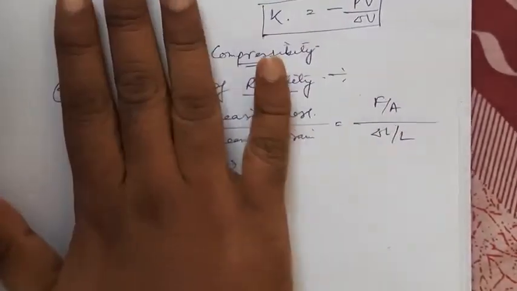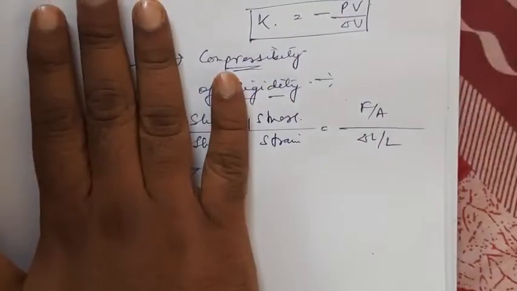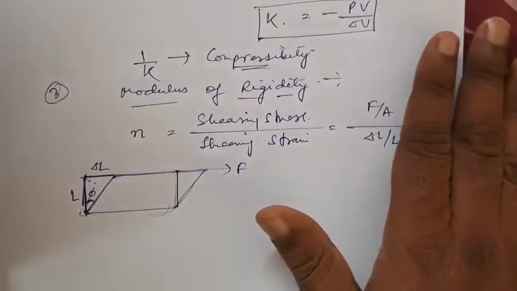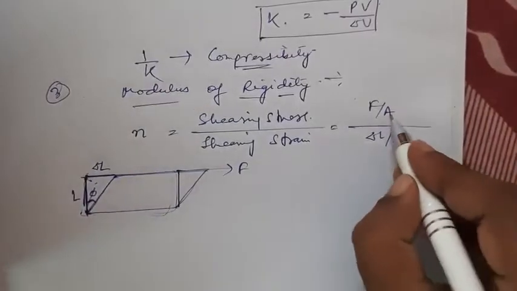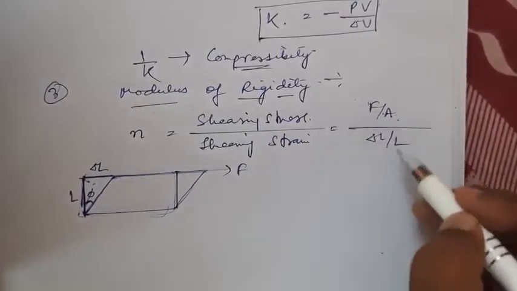If we take a book and try to slide the book, we can apply a tangential force onto the right side. This area is taken to be the same as this A. So F by A, delta L by L.